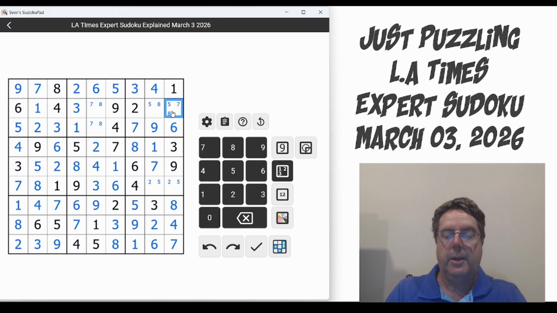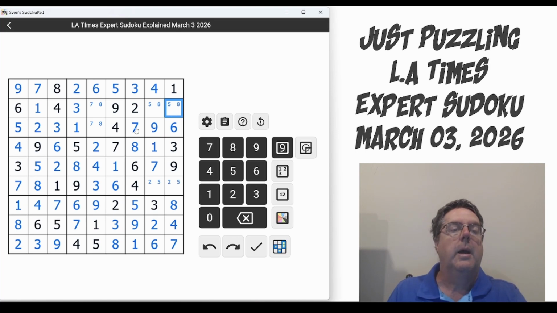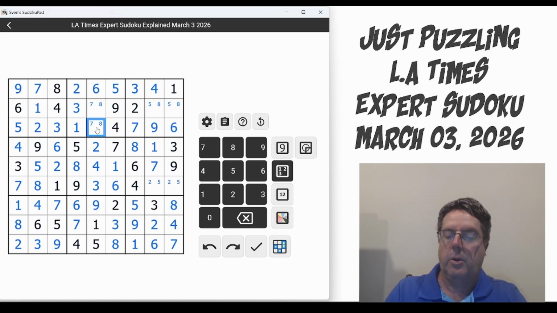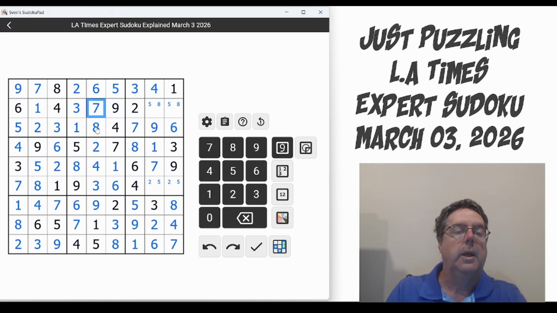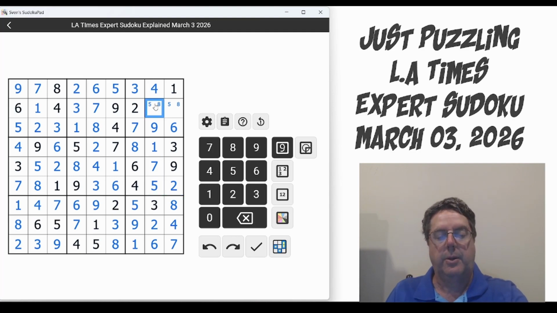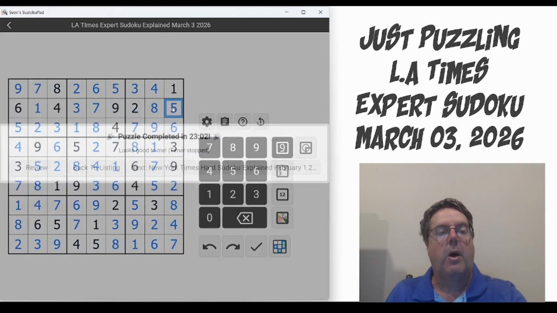This now can't be a 7. By the way, 7 comes across here, so this has got to be an 8, leaving this to be a 7 here. That leaves 5, 8 there, 5, 8 there. 2 can't be here, so this has got to be a 5, leaving this to be a 2. 5 can't be here, so this is an 8, leaving it to be a 5.